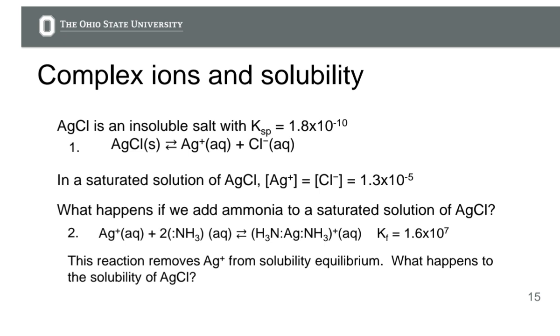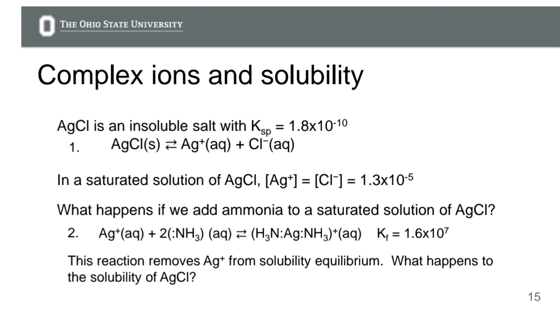So then what happens if we add ammonia to this solution? If we add ammonia, the silver ion can react with the ammonia, that's the Lewis acid-base reaction, to form this complex ion. And it has a pretty big formation constant, 1.6 times 10 to the 7th. So that reaction does occur to a good extent.